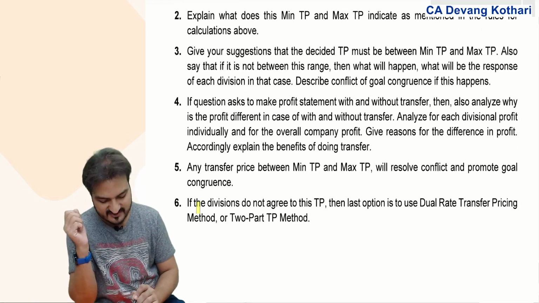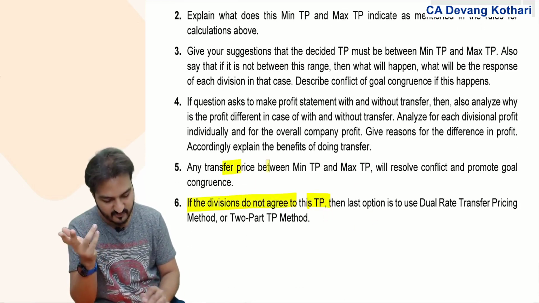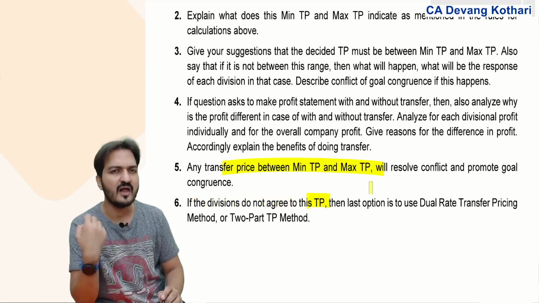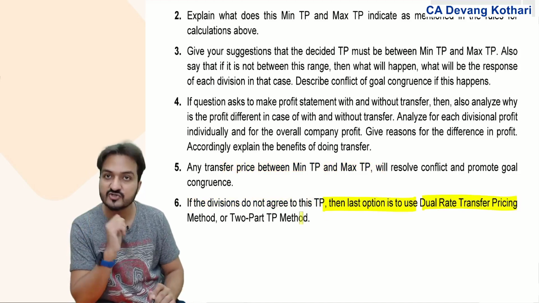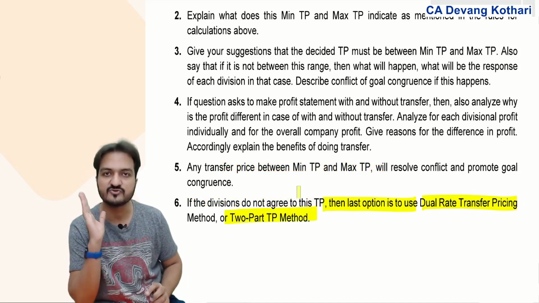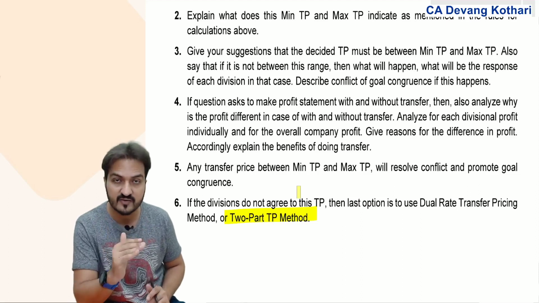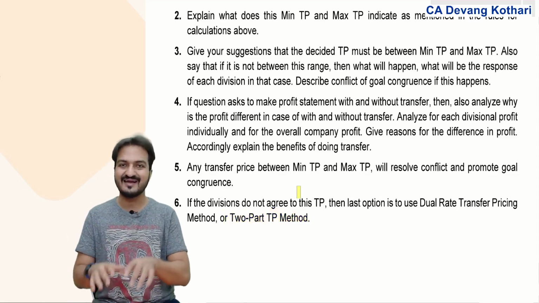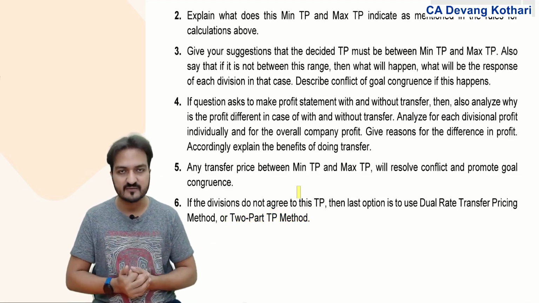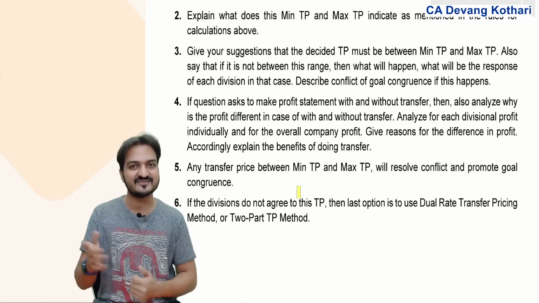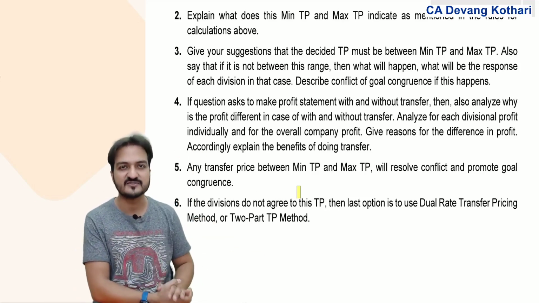But if the divisions do not agree to this transfer price between minimum and maximum, then the very last option is to use dual rate transfer pricing method or two-part transfer pricing method. Give the description of both the methods, give the basic theory of both methods, and also mention in this question how they can apply dual rate or two-part transfer pricing method. We saw that today in question 6 itself. That question 6 was an ideal one which shows you all types of analysis here.